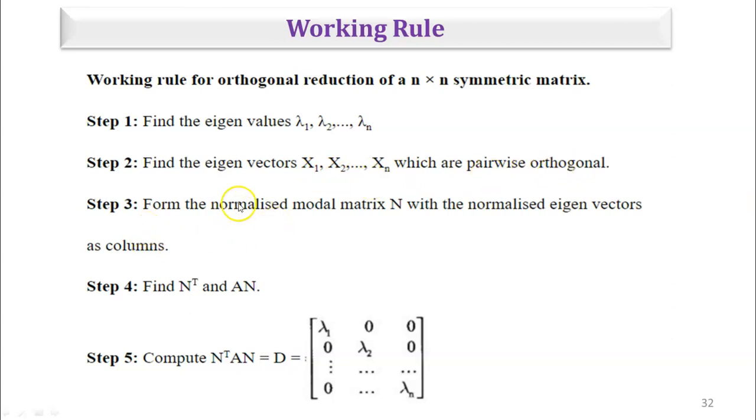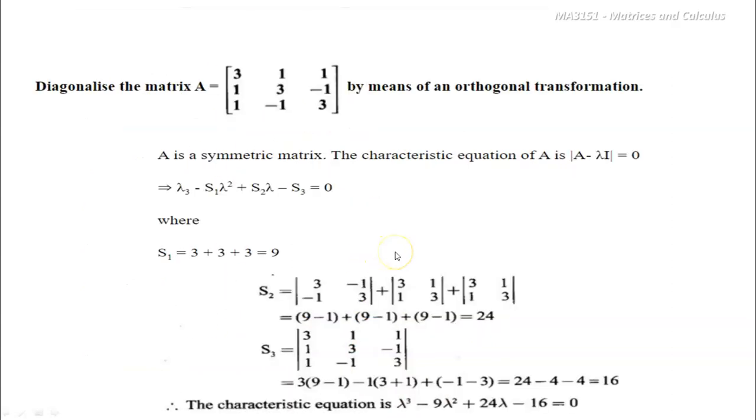Step 3, we need to find the normalized modal matrix capital N after normalizing each and every eigenvector, as columns. Step 4, find N transpose and A into capital N. Then step 5, compute N transpose A N, which is automatically equal to the diagonal matrix D. Diagonals are nothing but the eigenvalues of the given matrix A. There are 5 steps involved in this topic.